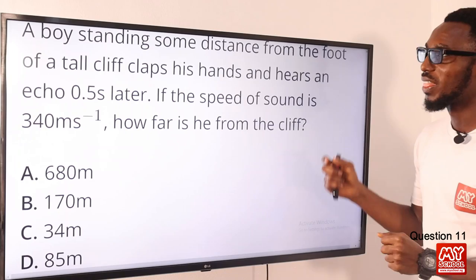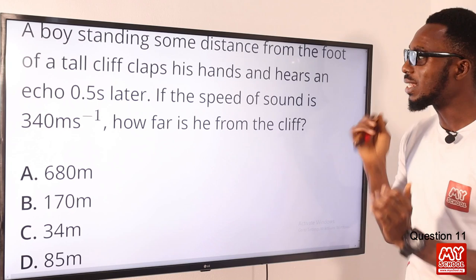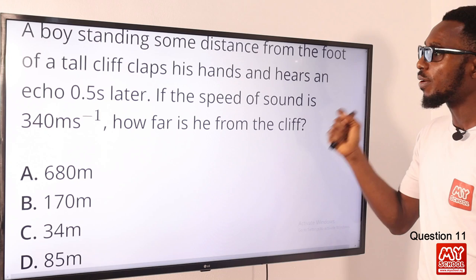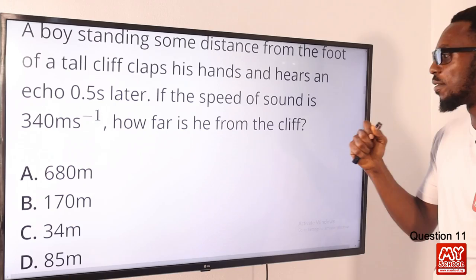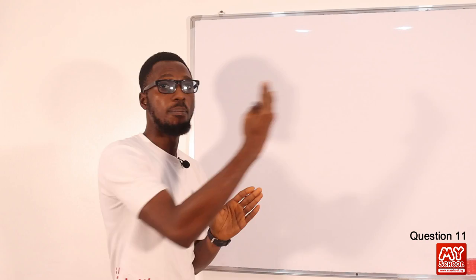Number 11. A boy standing some distance from the foot of a tall cliff claps its hands and hears an echo 0.5 seconds later. If the speed of sound is 340 meters per second, how far is he from the cliff? So we recall that the speed, right, that is distance over time. But right now we're talking about the distance that actually involves forth and back. Okay, so that would be two distances, right?